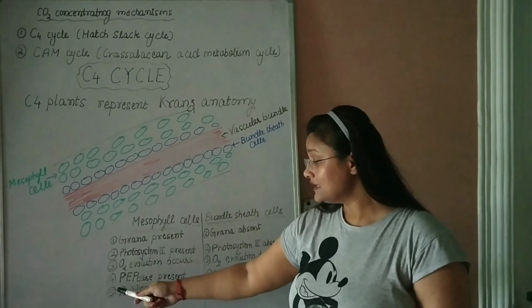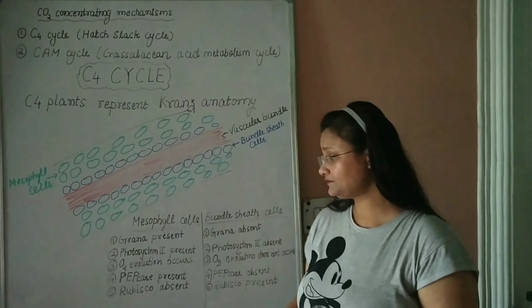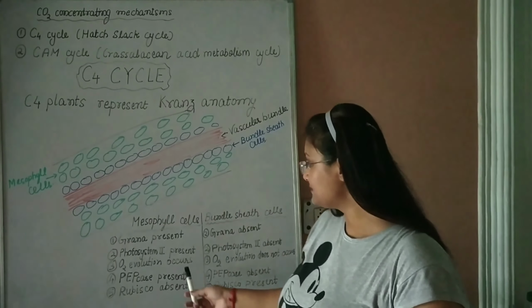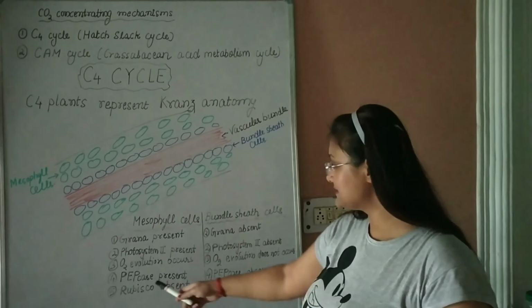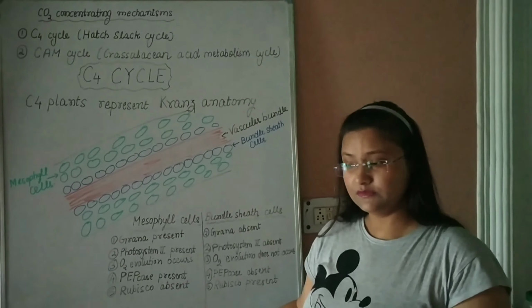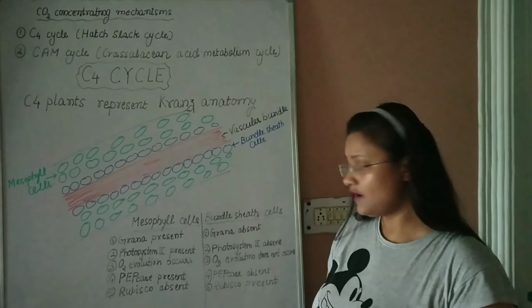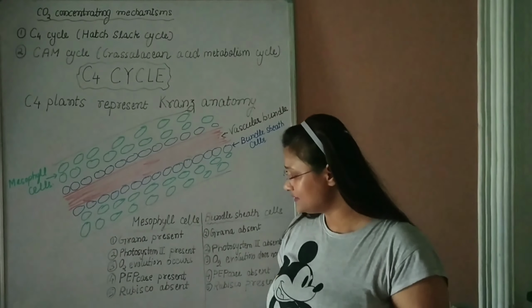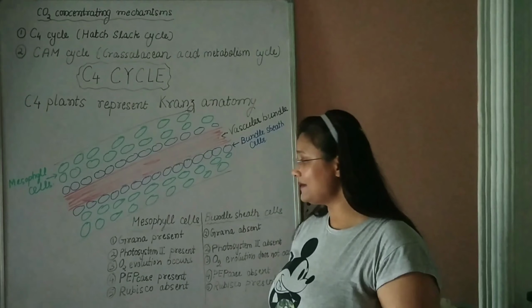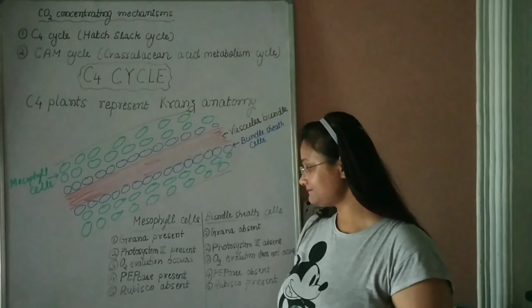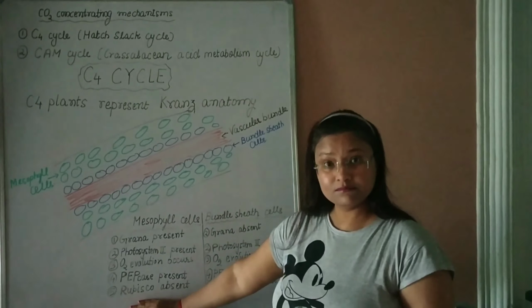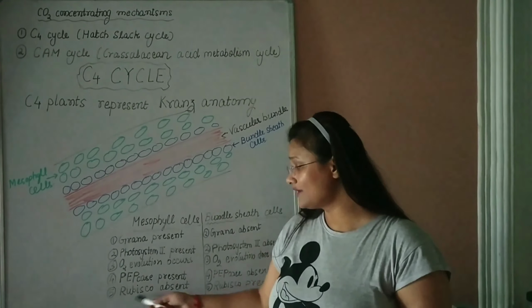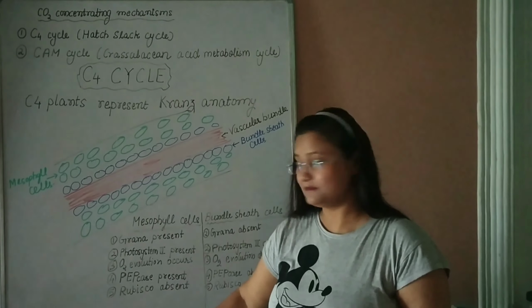In mesophyll cells, they have PEPcase. It is phosphoenol pyruvate carboxylase enzyme. So it is present in mesophyll cells. But this enzyme helps a lot in getting rid of the loss of carbon. And bundle sheath cells do not have PEPcase. Now this point needs to be noticed. Rubisco is absent in mesophyll cells. Rubisco, the enzyme which causes oxygenation reaction, it is totally absent in mesophyll cells.